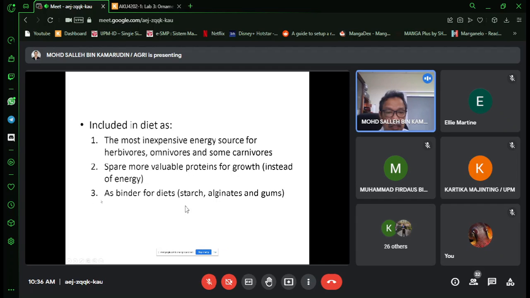And number 3, they are included as a binder. Ini kita ada starches, alginate, gums. So these are included in the diet as a binder. Kalau tidak nanti makanan tu rapuh. Dia tak melekat jadi pellet. Dia akan in powder form dan will be disintegrated in water and lost. Ikan tak sempat makan. Alright.